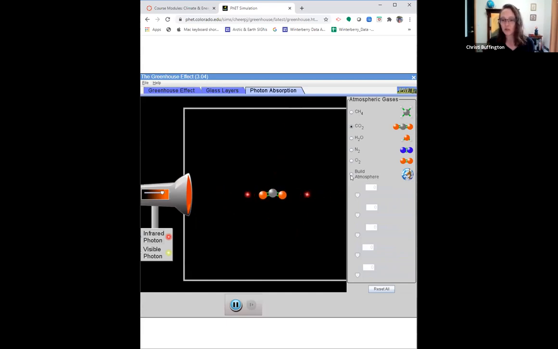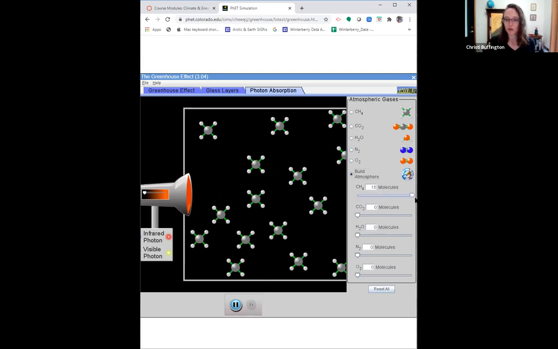So now students can build their own atmosphere. And methane is what is a big problem in Kongiganak. As the permafrost is thawing, more and more methane gets released to the atmosphere. And what does that do with heat? Okay, that accelerates all of this heat being trapped in the atmosphere.